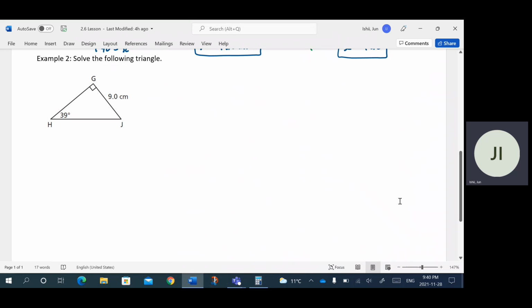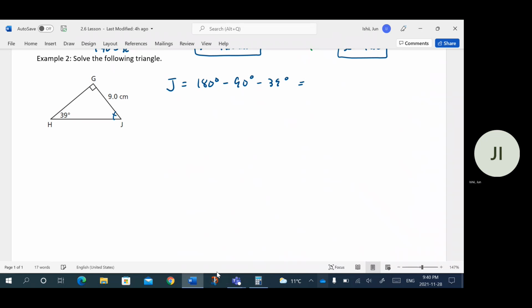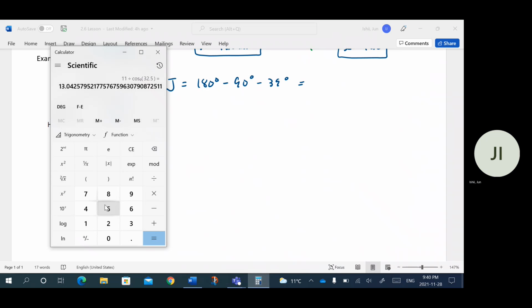Cool. All right, so let's try another one here. We're going to solve this triangle here. So again, we're going to find the missing sides, missing lengths. So I have two angles. Actually, I think the starting point here, the easiest one, is to find angle J. Since the angles in a triangle add to 180, if I take 180 minus 90 minus 39, that should give me what angle J is.